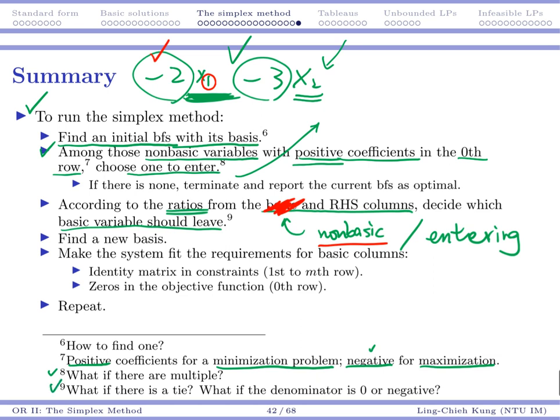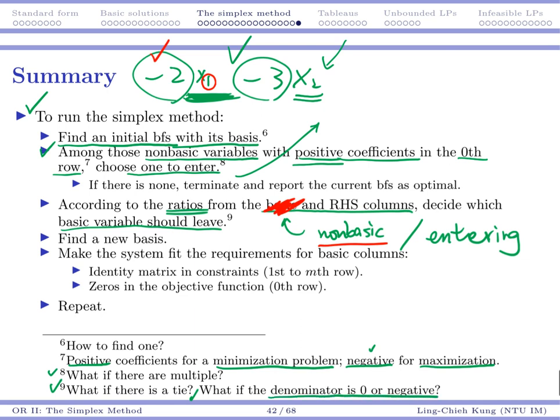Again, there may be a tie-breaking issue that we need to consider. If the ratio test has some tie, so that you have multiple basic variables hitting 0 at the same time, you somehow need to make a decision about which one to leave. Again, if you have no way to tell, I would suggest again the smallest index. Take a look at each basic variable which hits 0 first, and then pick the one with the smallest index. Okay, that's the idea.